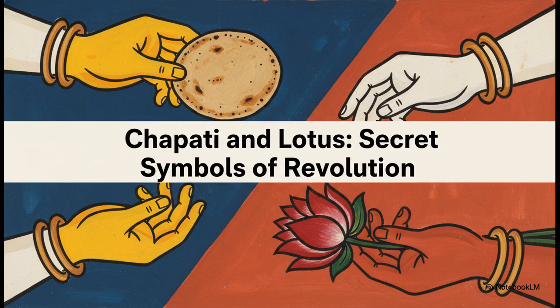Absolutely brilliant. They used everyday items as secret, silent messengers. The chapati, a simple, everyday flatbread, was passed from village to village. Meanwhile, the red lotus flower was circulated among the soldiers. To the British, this looked completely harmless, but to the Indians, these were clear signals of the impending revolution, masking a massive communication network right out in the open.